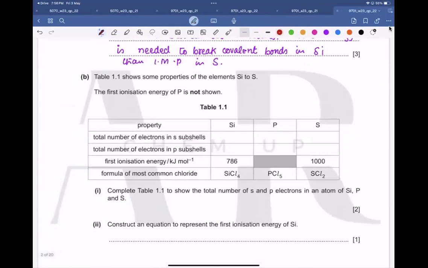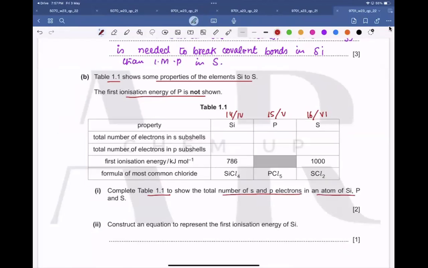Now, table 1.1 shows some properties of the elements silicon to sulfur. The first ionization energy of phosphorus is not shown. If you recall their groups, it's group 14 or 4, group 15 or 5, and group 16 or 6. Complete table 1.1 to show the total number of s and p electrons in an atom of silicon, phosphorus, and sulfur. As we have discussed, their atomic numbers are 14, 15, and 16.